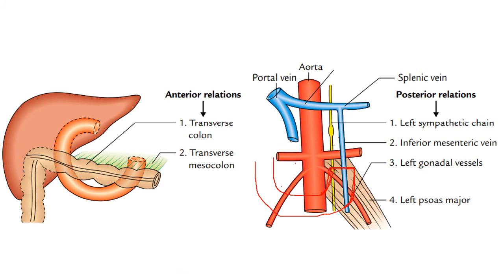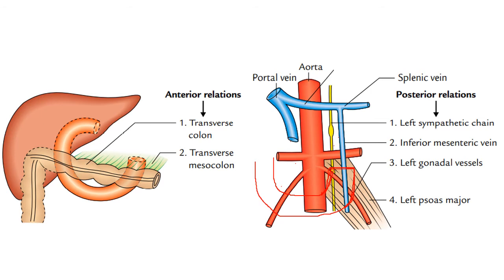On the left side, this is the left renal artery. So here will be the left kidney and left ureter. So on the left of the fourth part of the duodenum is the left kidney and left ureter.